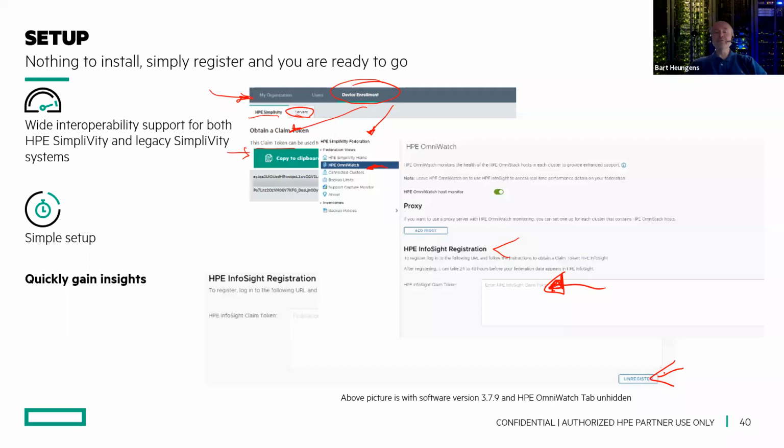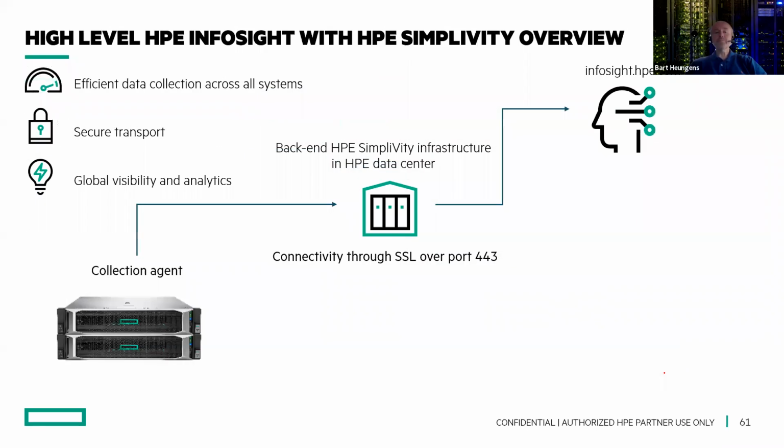That's it. 5-minute job. How does it work? So inside SimpliVity, there is that collection agent by default from OmniWatch that is collecting all the data. And of course, if I get this question about security and so on, all the data, by the way, it's telemetry data. So there's no user data at all. And all the data is encrypted.